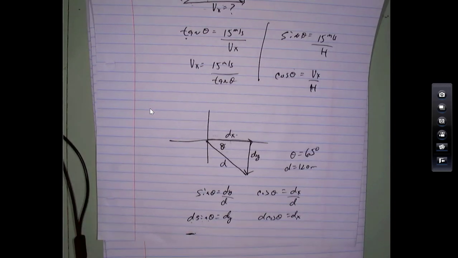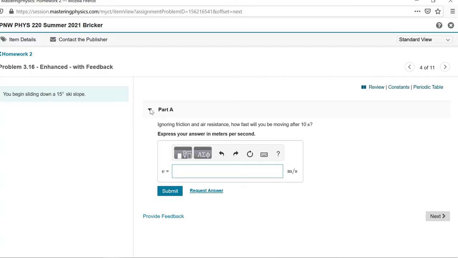Okay, let's look at the next one. You begin sliding down a 15-degree ski slope. Ignoring friction and air resistance, how fast will you be moving after 10 seconds? This builds on the kinematics equations that we saw in the previous chapter and takes into account looking at motion on a ramp. Okay, so let's set this up.